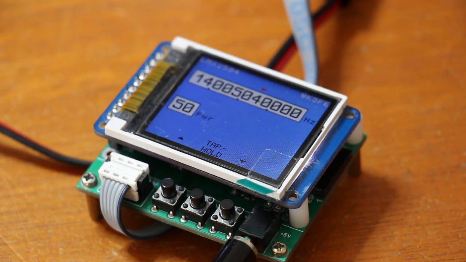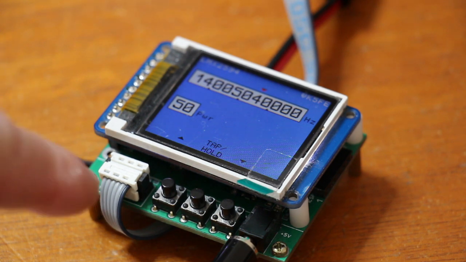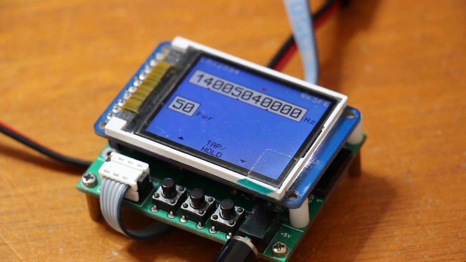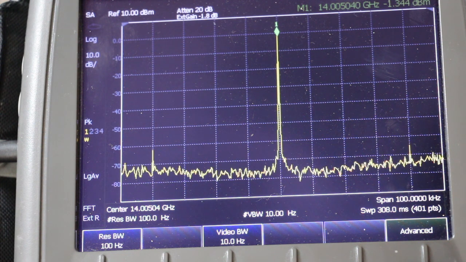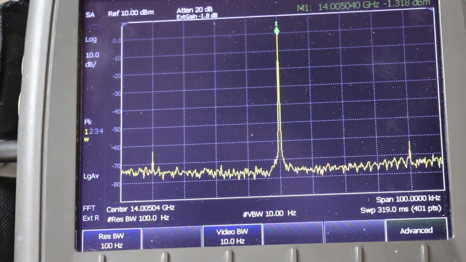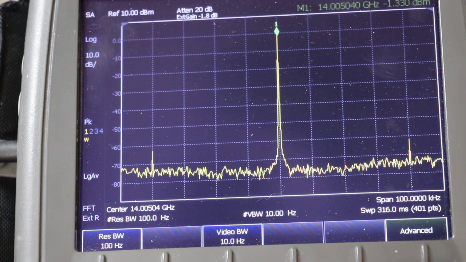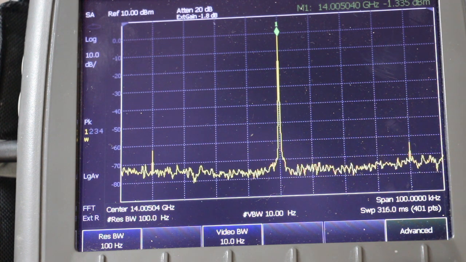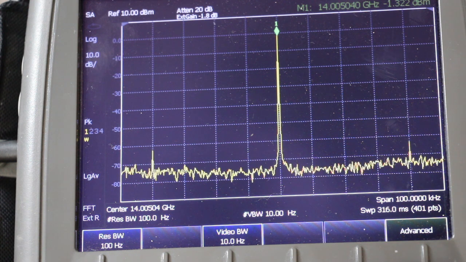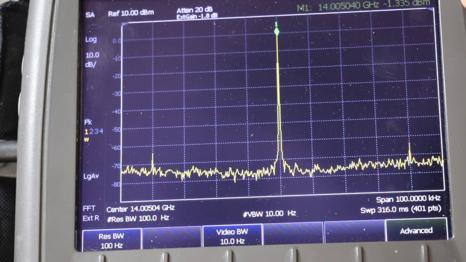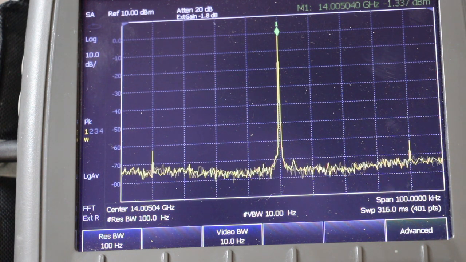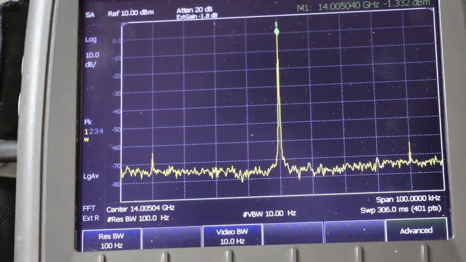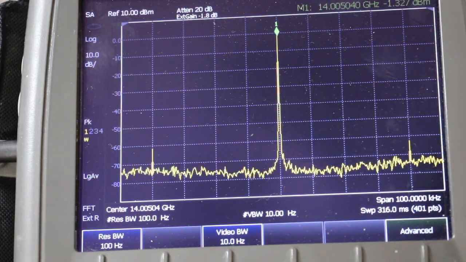Now I programmed a random frequency of 14.00504 gigahertz, and let's see what's happening on the spectrum analyzer. The span was set to 100 kilohertz. The resolution bandwidth is 100 hertz, and we can see that the output is pretty clean. The level is 1.32-33 dBm, but not considering the losses in the cable and connector.